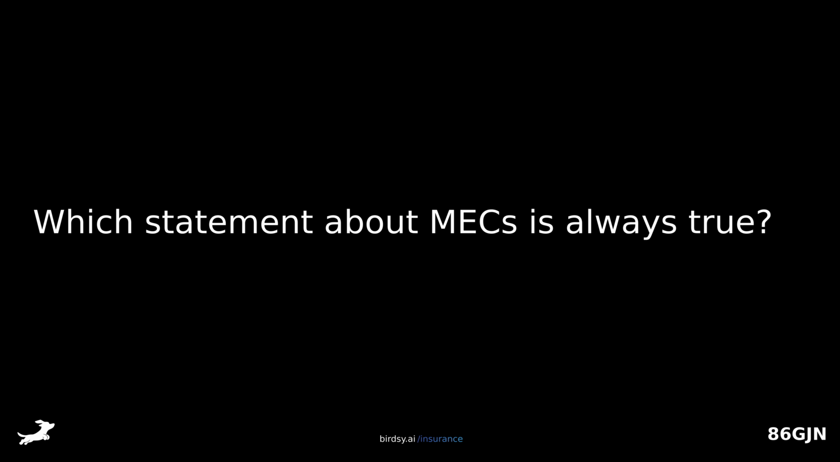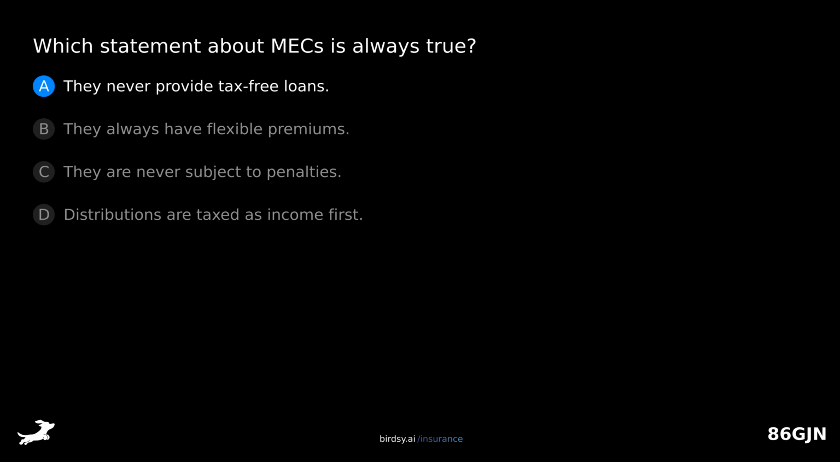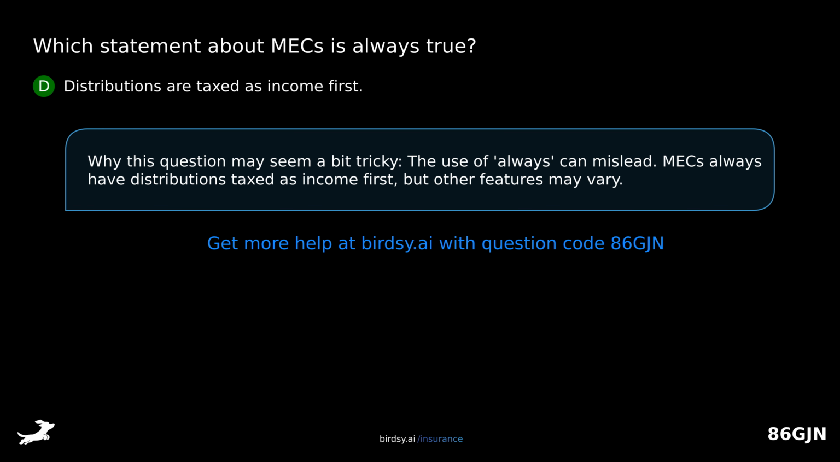Which statement about MECs is always true? Is it A, they never provide tax-free loans, B, they always have flexible premiums, C, they are never subject to penalties, or D, distributions are taxed as income first? The answer is D, distributions are taxed as income first. Why this question may seem a bit tricky: the use of "always" can mislead. MECs always have distributions taxed as income first, but other features may vary.